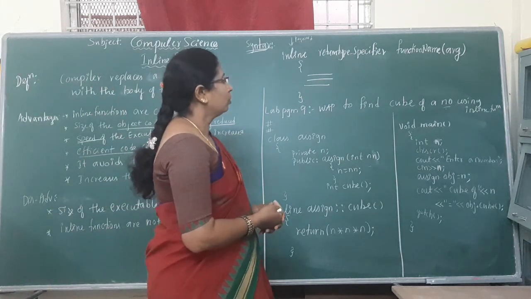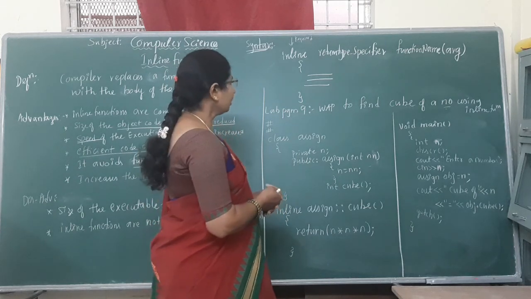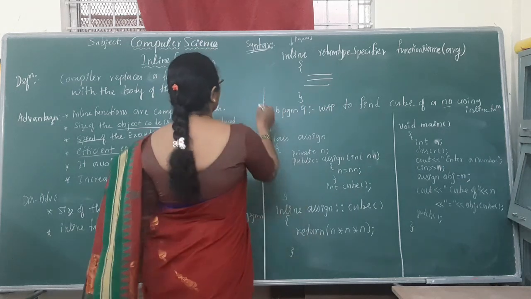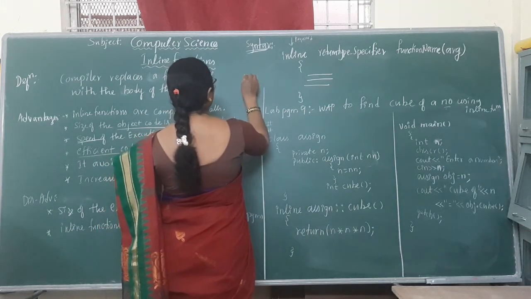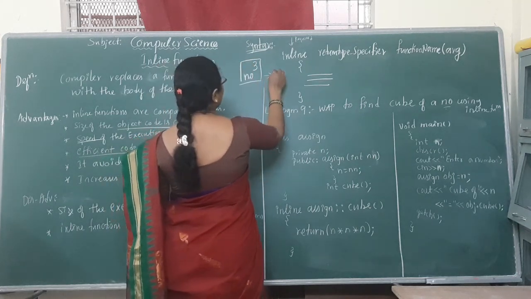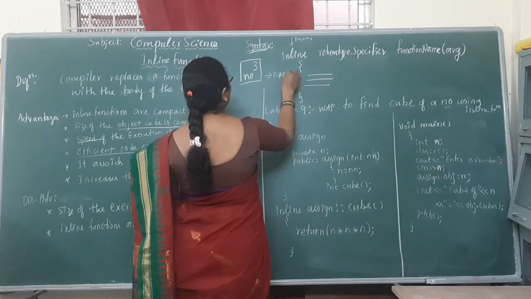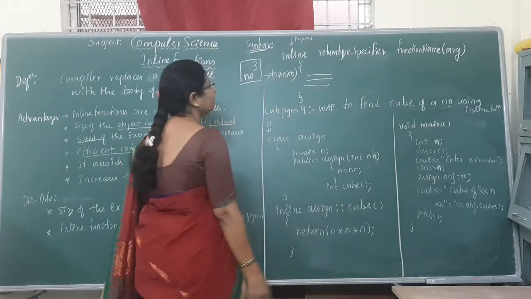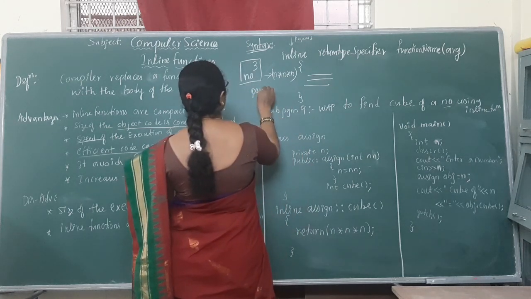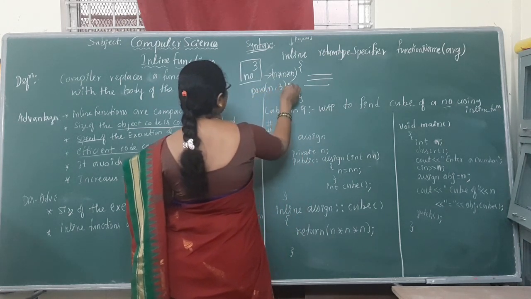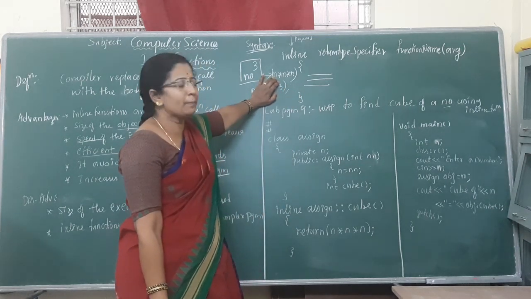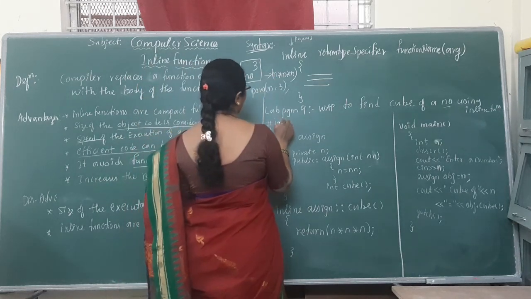Okay. So the lab program: write a program to find the cube of a number. Any number, we need to find the cube of that. How can we write that? The number multiplied 3 times gives you the cube. Otherwise, with the mathematical function, you can write power of n, 3. So both can be used. I have used a normal function instead of using math.h.